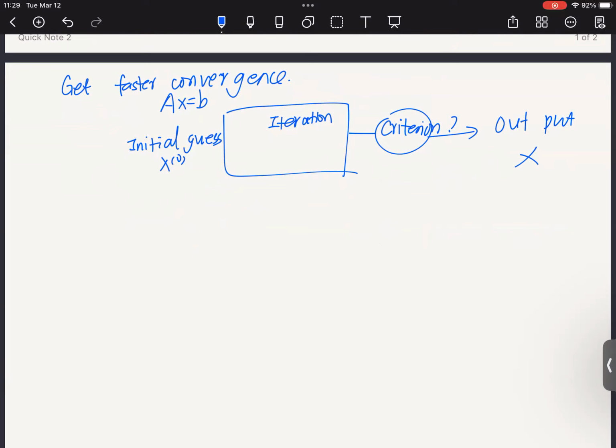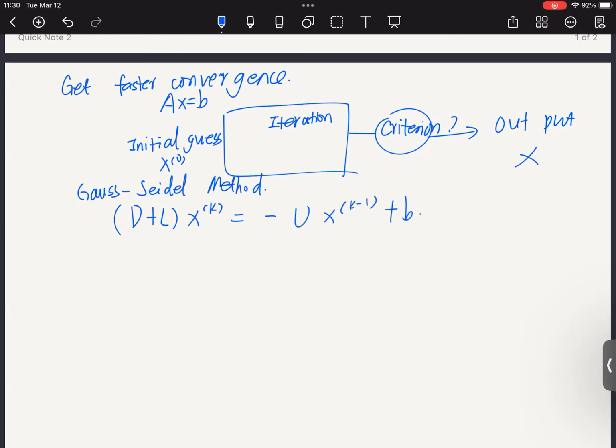So let's see how to create this method first. We create this method based on the Gauss-Seidel method. In the derivation of the matrix form of the Gauss-Seidel method, there's one step there, and that step is (D plus L) xk equals minus U xk minus 1 plus B. If we want to get a faster convergence, we can decompose the D into some weighted format. We are going to put weights on the diagonal, on the D matrix, and we decompose it in this way.